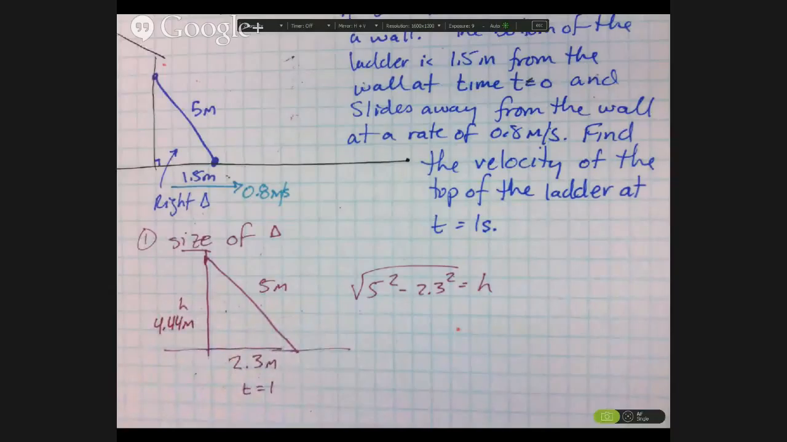Okay, does anybody disagree with what we just did? So you got H to be what? 4.44 meters. That's what Josh said, so I wrote it down, because it was 4.4395.